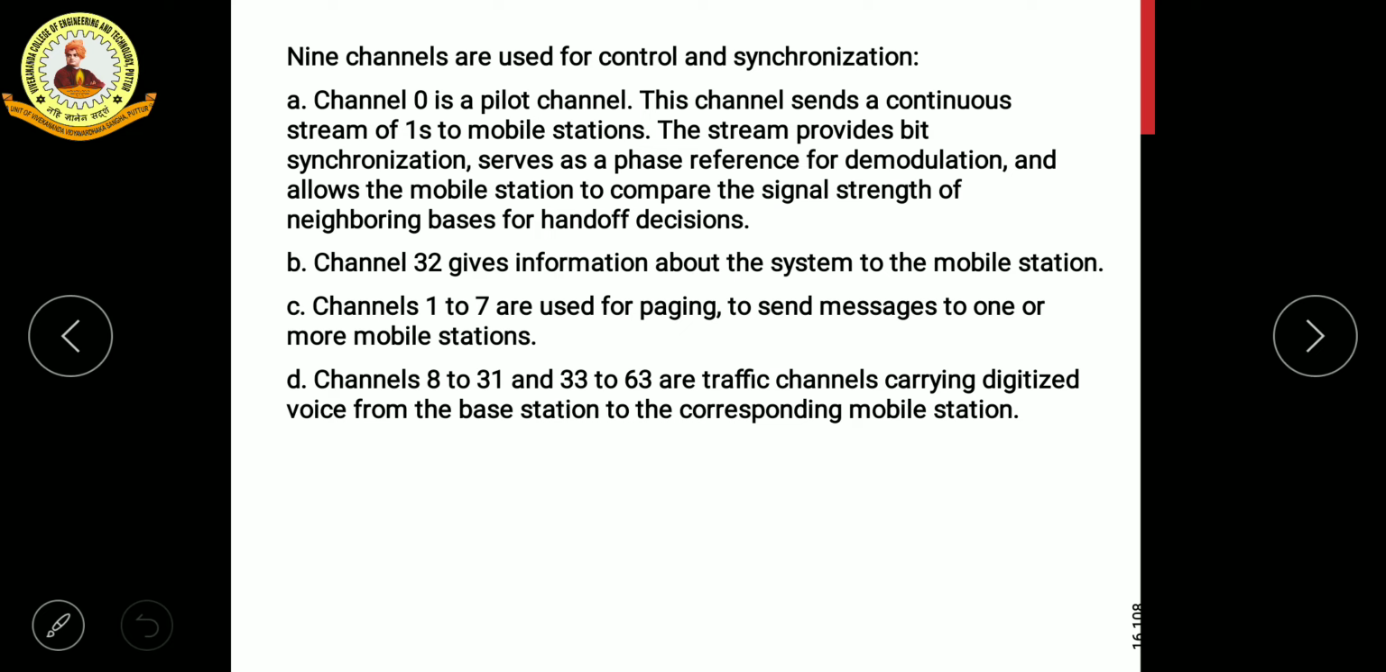Then 9 channels are used for control and synchronization here. Channel 0 is a pilot channel. The channel sends a continuous stream of ones to mobile stations. Channel 32 gives information about the system to the mobile station. Channels 1 to 7 are used for paging. Why paging is done, I have discussed in the previous slides. Channels 8 to 31 and 33 to 63 are traffic channels. They carry the usual user data.